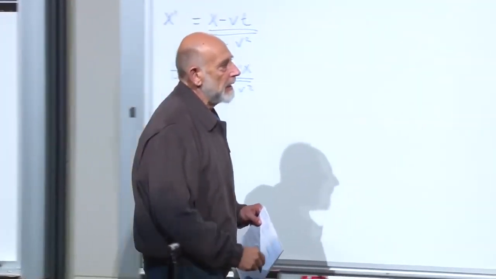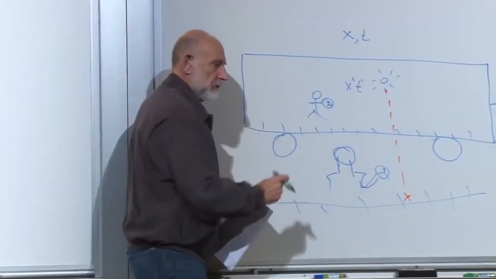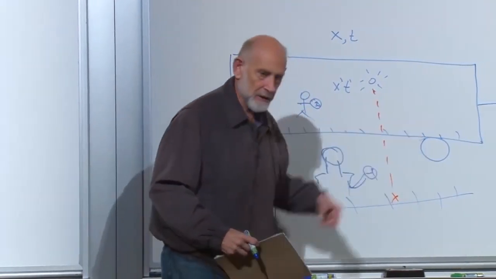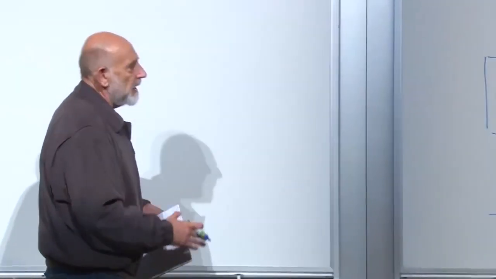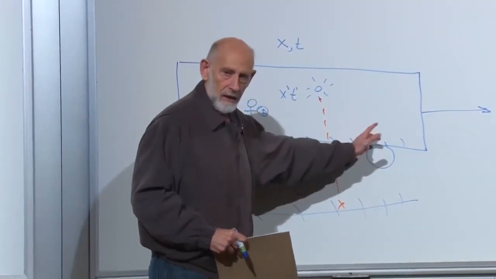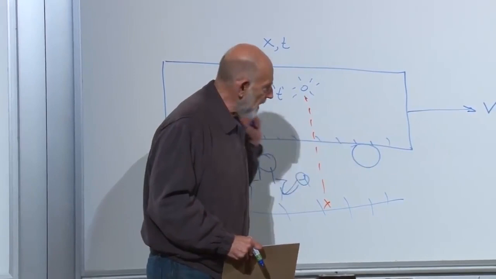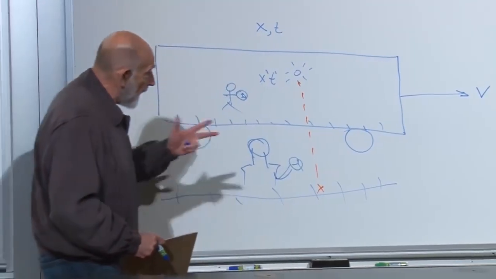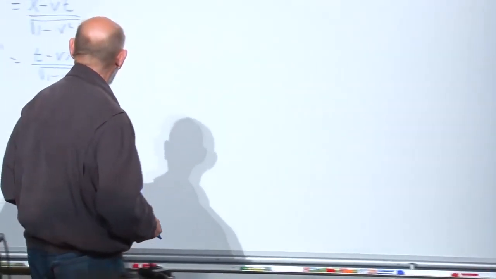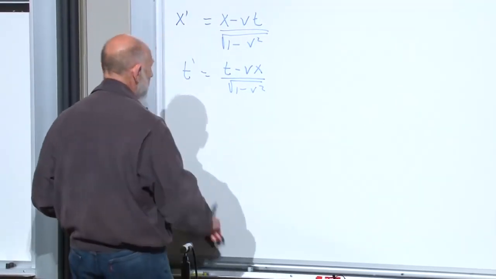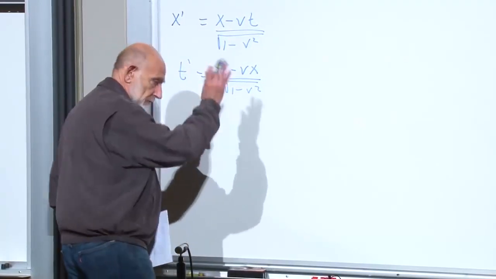If we wanted to add the other two directions, in particular the directions out of the board and vertical, in other words, the directions perpendicular to the tracks, we could add them in very simply. Perpendicular directions don't change under a change of velocity along a given axis. If the relative velocities of the two frames are along the x-axis, then the y and z coordinates are unchanged. y prime equals y and z prime equals z. I won't write it. If we need it, we'll use it.